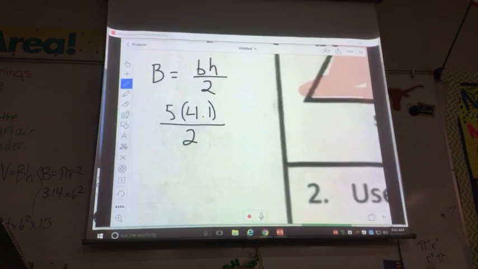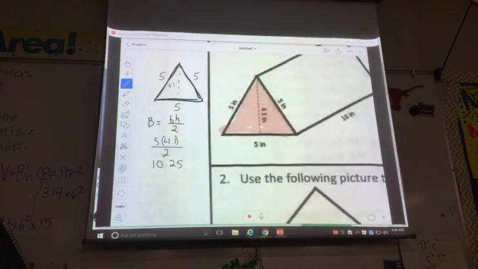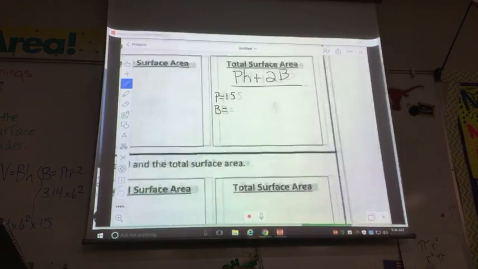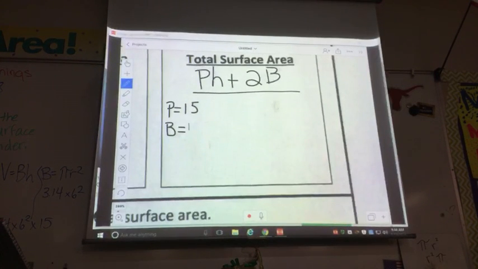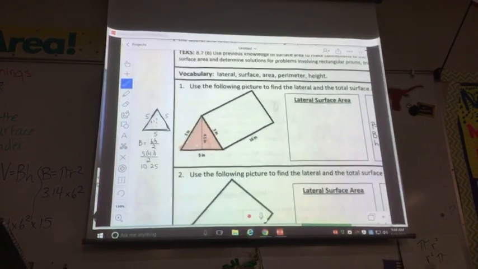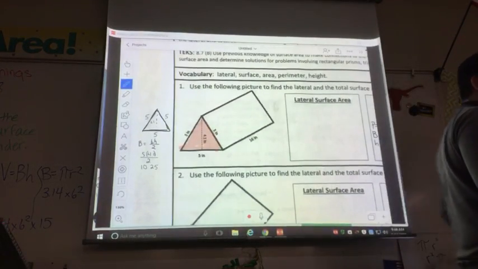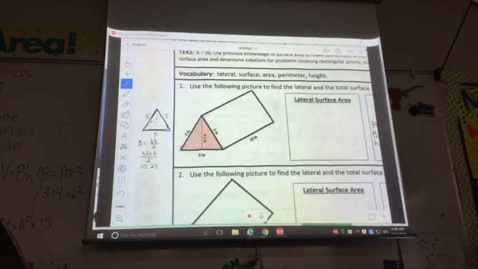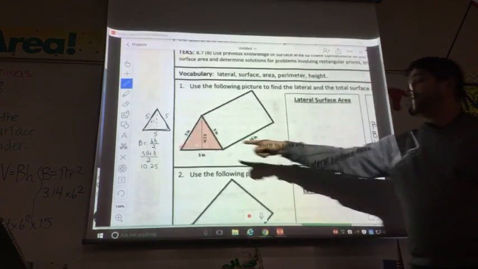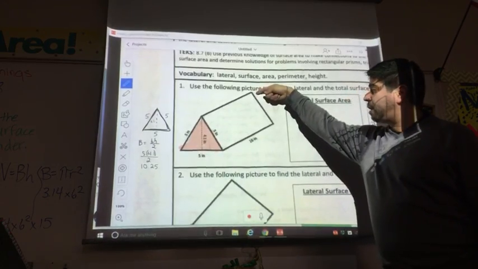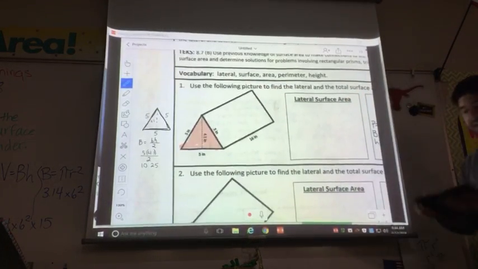10.5. So our area of the base on this one is 10.25. Okay, good. So now that we found that, we're going to come back over here and we're going to put 10.25. And so the last thing we need is the height of this triangular prism. Just like the cylinders and the rectangular prisms, the two bases that you use, the distance between those is the height. So the distance between this one triangle and that triangle is 16.